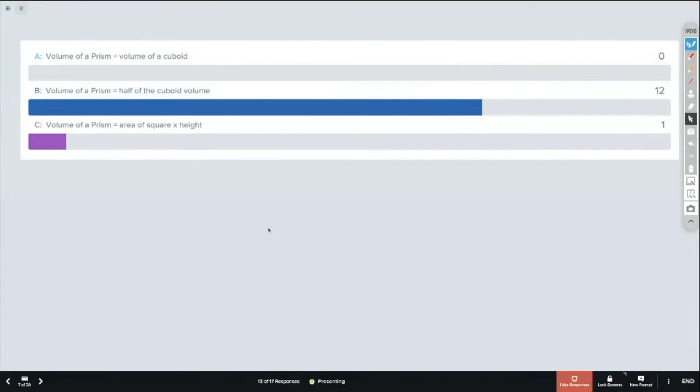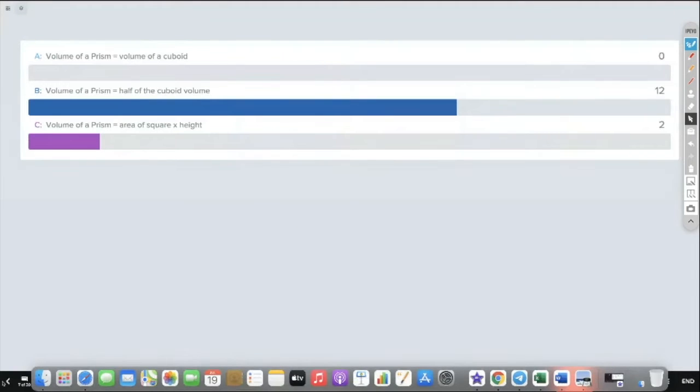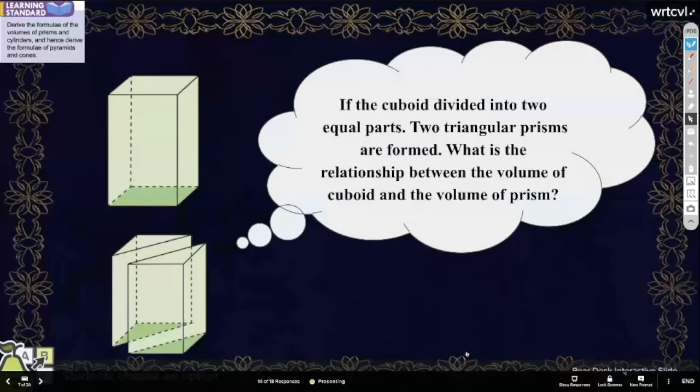Okay, so who chose C? I cannot see, that's why I don't know who chose C. C is wrong. Why area of a square? When you cut into two pieces, will the cross section be a square or another shape? When you cut into two parts, what shape is this? There will be a rectangle and a triangle, right? I mentioned it, triangular prism. So it cannot be the area of a triangle multiplied by the height. I can see most of you chose the correct answer lah. When you cut into half, the volume will become half of the cuboid.